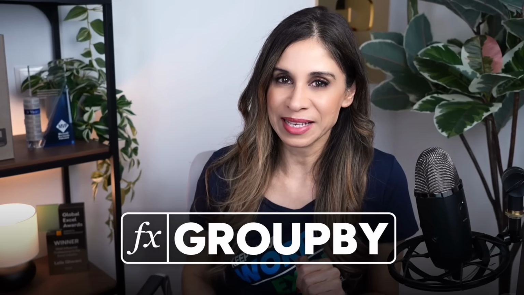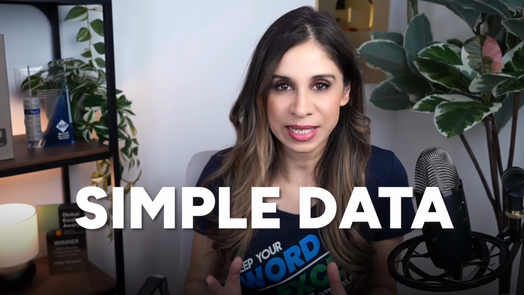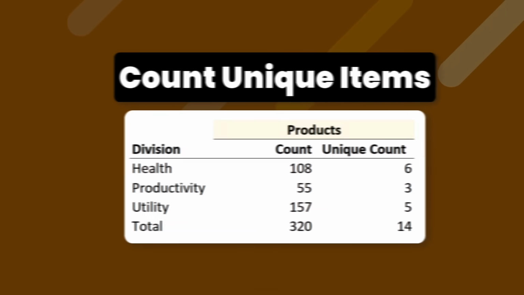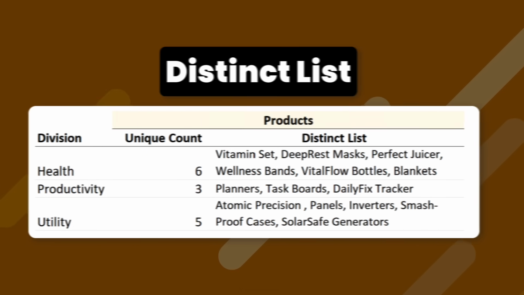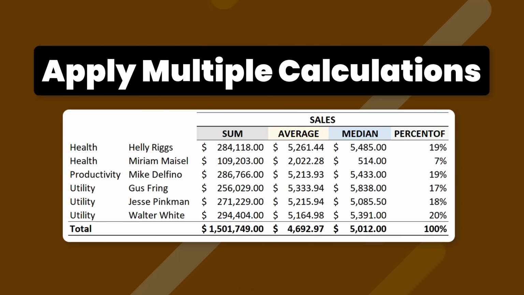Most people think Excel's group by function is just for simple data grouping. But what if I told you you can do way more? You can count unique items. You could get a distinct list of values. You could apply multiple calculations to the same column or to multiple columns.